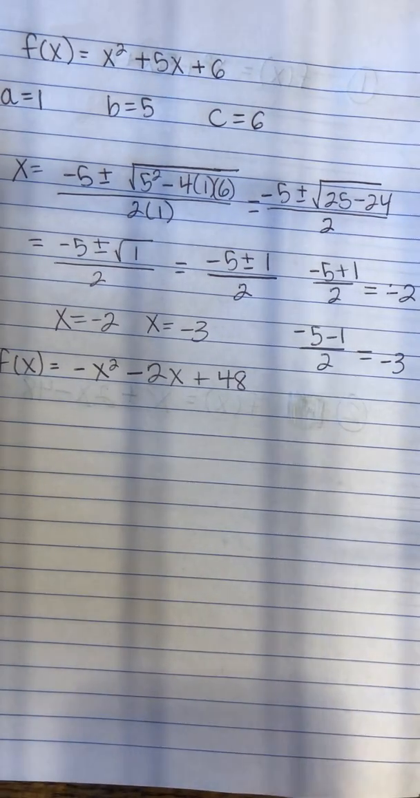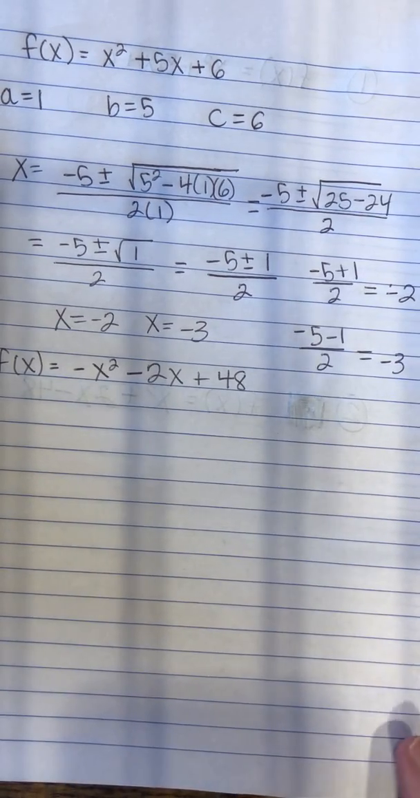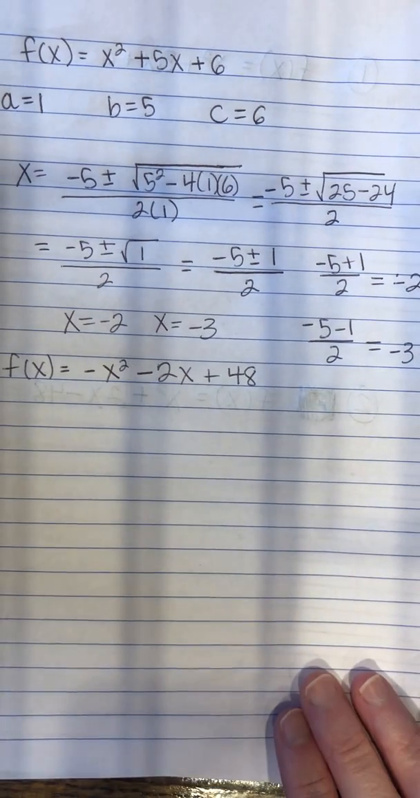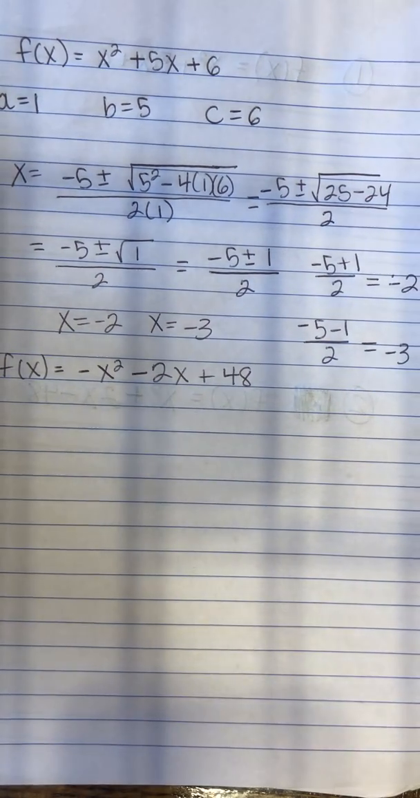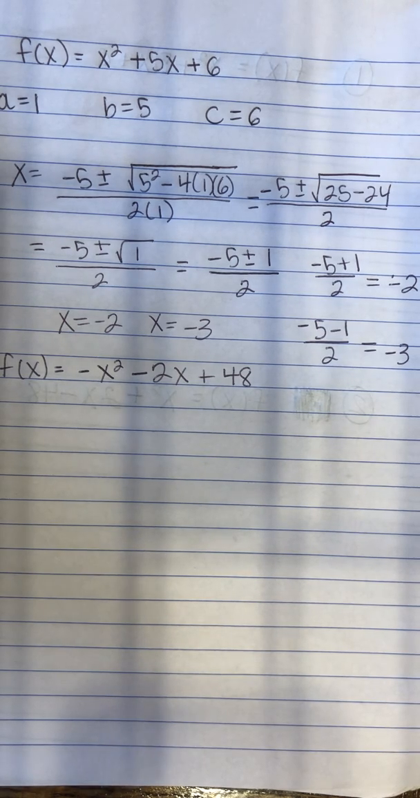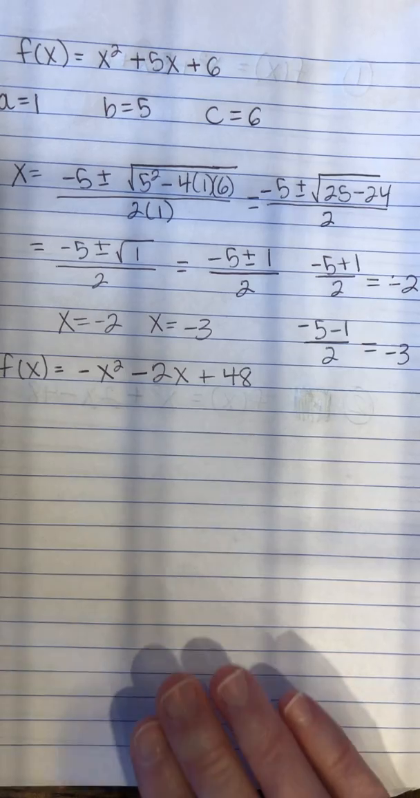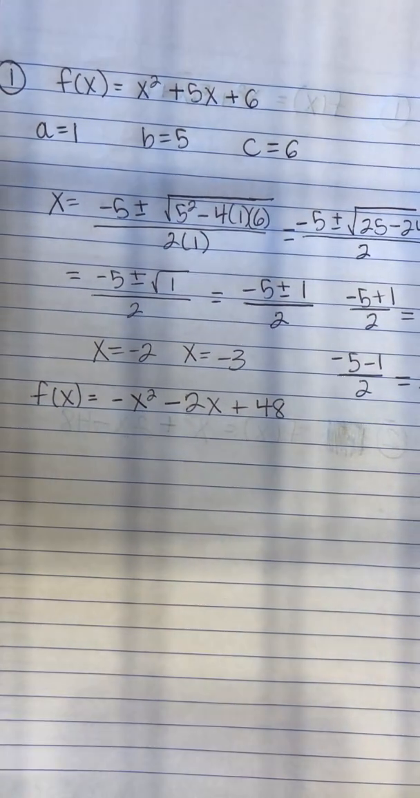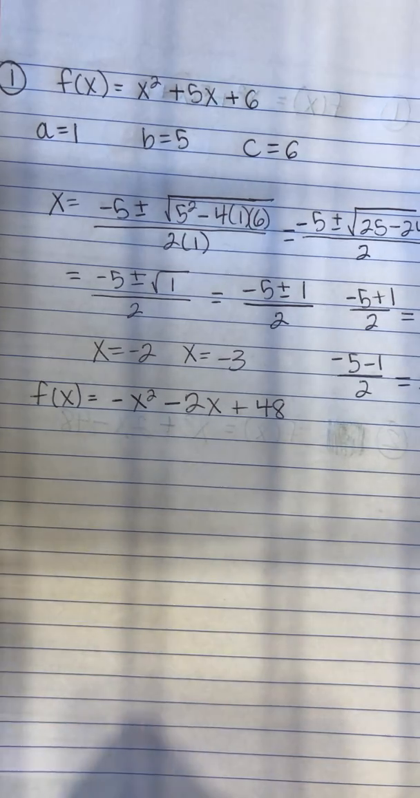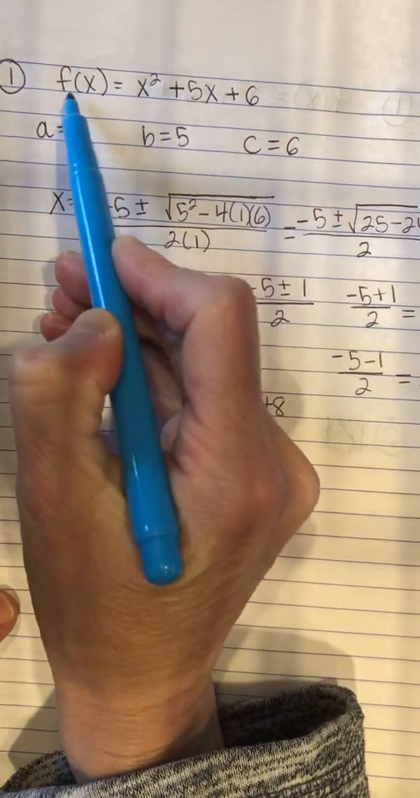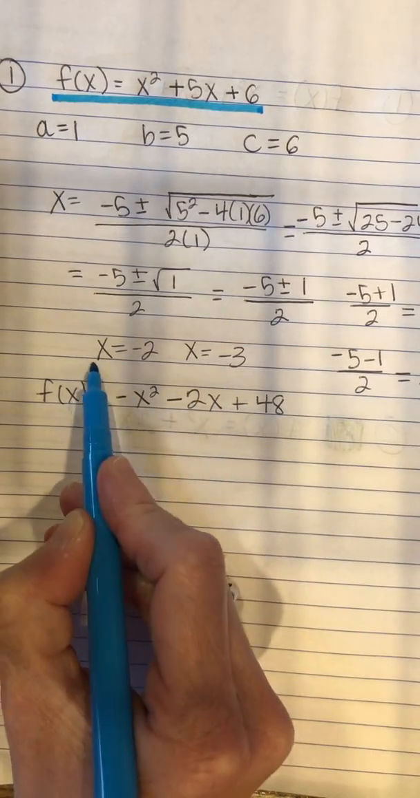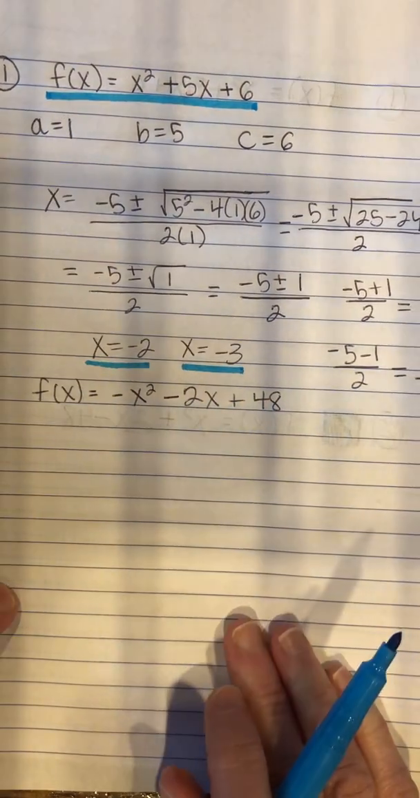Now remember, the meaning behind this whole crazy process for us is that these x values are where the graph is going to pass through or touch the x-axis. So keeping in mind, this was the original function that we started with up here, f of x equals x squared plus 5x plus 6, and our two solutions were x equals negative 2 and x equals negative 3.